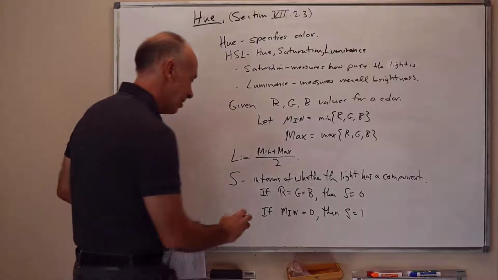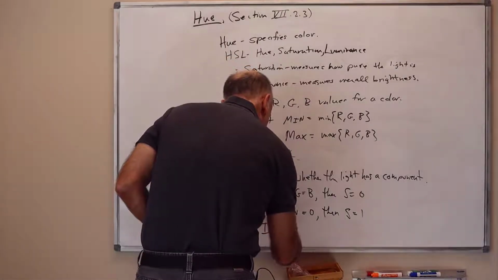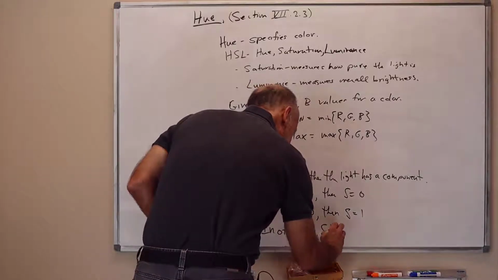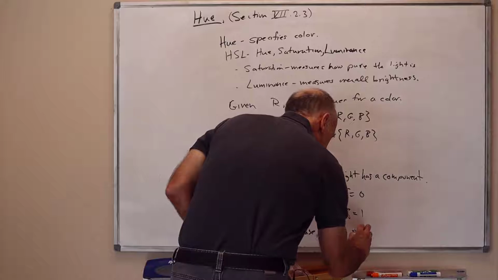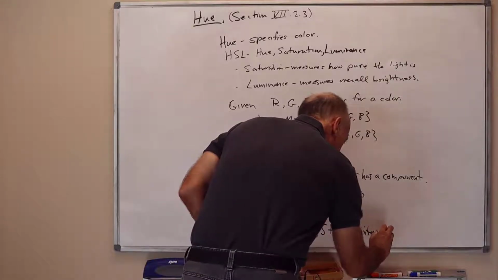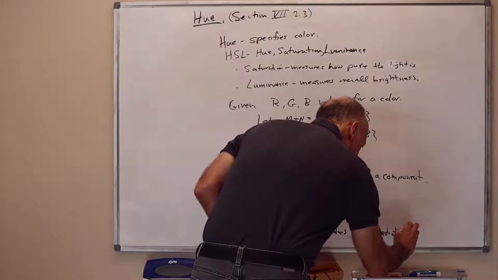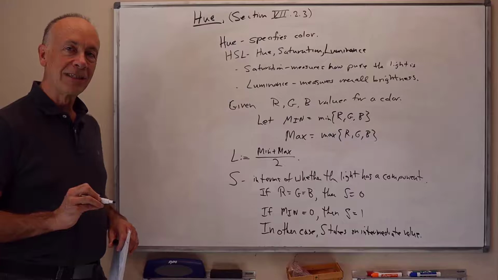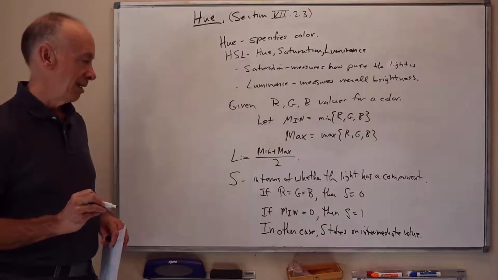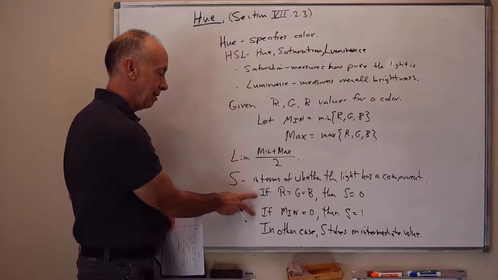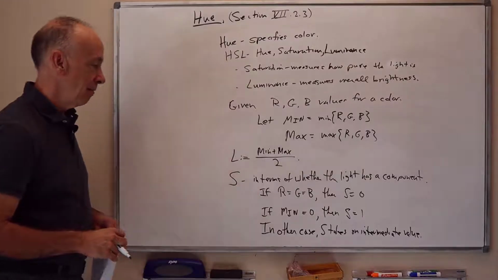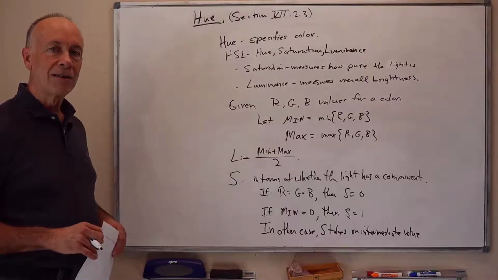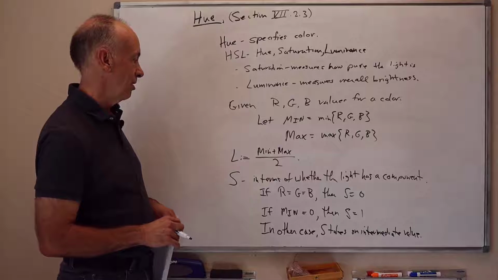And in other cases, I'm just not going to give you the formula, but in other cases, S takes on intermediate values. And the idea being that the more white you have in the color, the lower S is. The less white you have in the color, the higher S is. And that's taken up by, at the extreme ends, these two conditions here. And otherwise, there's a somewhat strange formula for S in the middle level that I'm not going to show you on the whiteboard. You can see it in the textbook if you're interested.